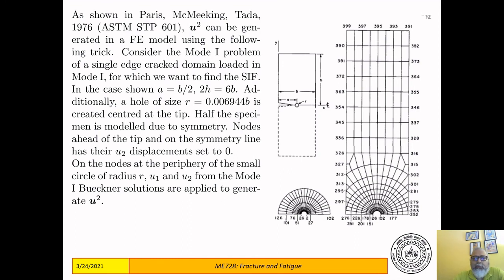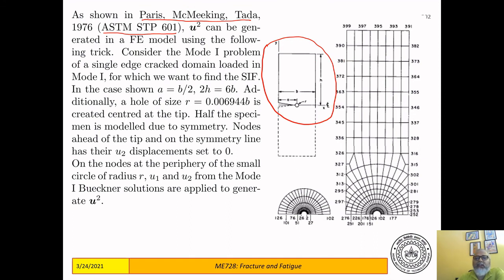So how is this implemented in a finite element mesh? So here is a specimen. This is a mode 1 specimen. So half of the specimen is modeled. Here's a crack of length A. The width of the specimen is B and the height is H. This problem is taken from this reference. As I said, this is now part of our ASTM standard. So you can look up the standard and find more details about this simulation.